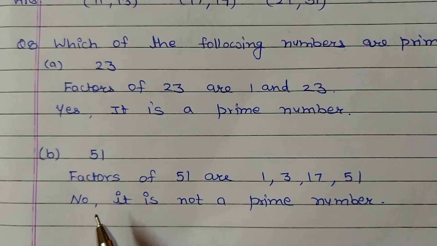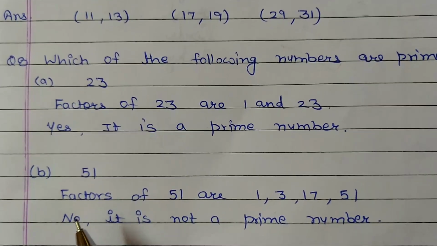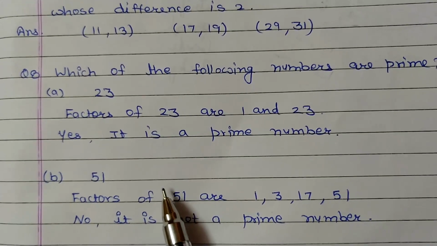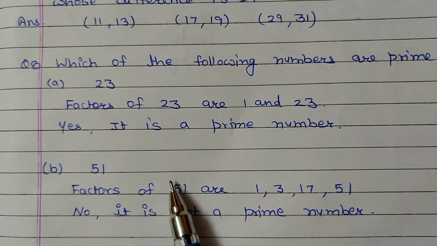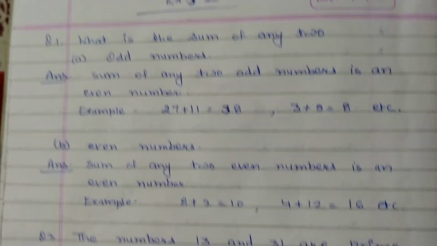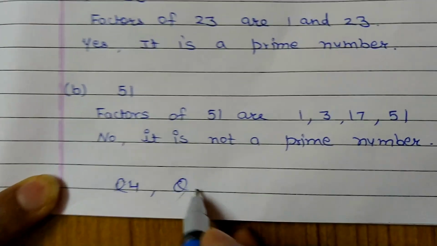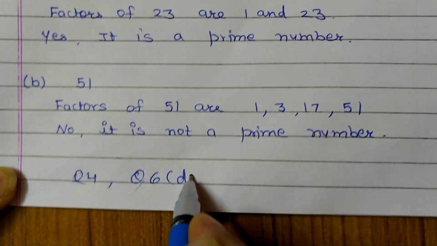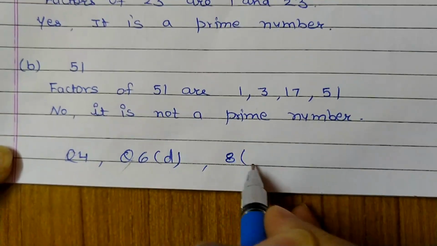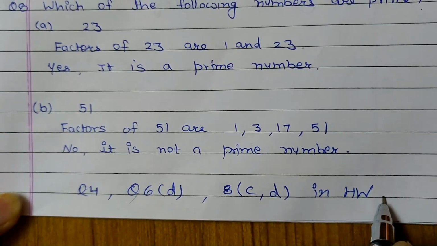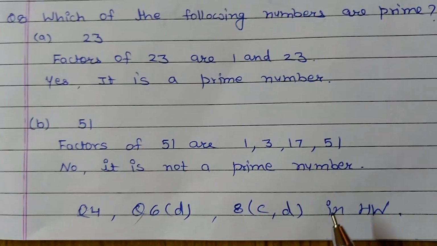So children, today we are doing till question number 8 only. Remaining we will do in our next class. So here I am giving you a few questions in homework. Question 1 we have done. Question number 2 is true false, so you can attempt it on your own. You have to do question number 4, question number 6 D and question number 8 C and D in homework. I hope you can do it on your own as these are very simple. Thank you.